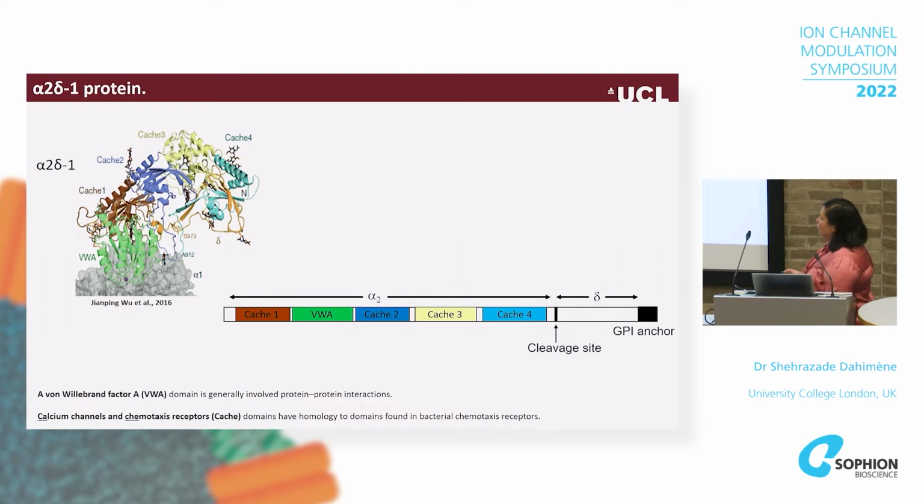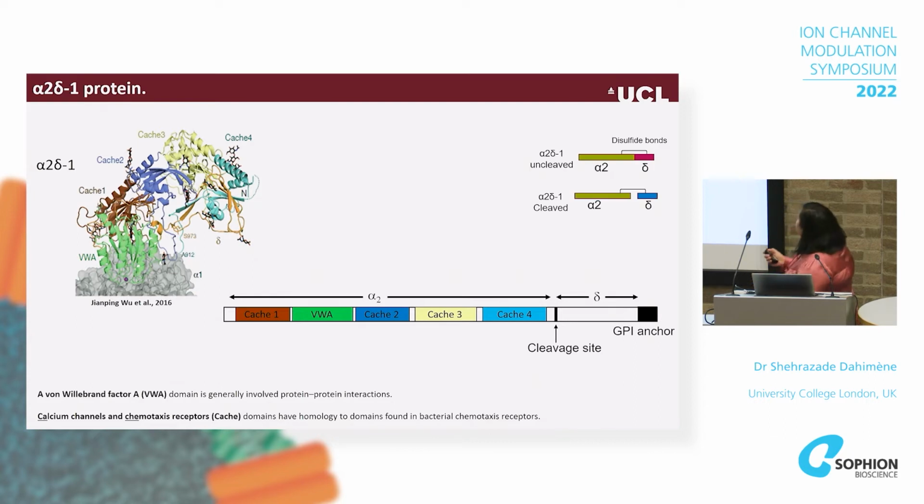Another interesting feature of alpha-2 delta-1 and all alpha-2 delta proteins is that they are cleaved. They are encoded by a single gene, but they are cleaved into alpha-2 and delta peptides that are linked by disulfide bonds. So this is a schematic of the alpha-2 delta-1 that is uncleaved. Disulfide bonds are formed between the alpha-2 and delta before cleavage. So after cleavage, these 2 moieties stay linked.